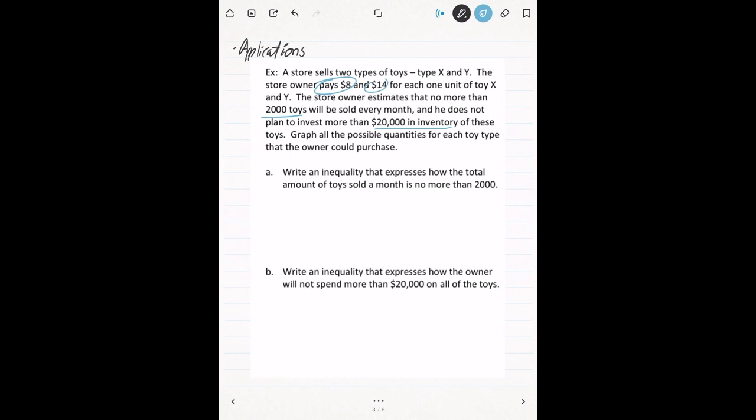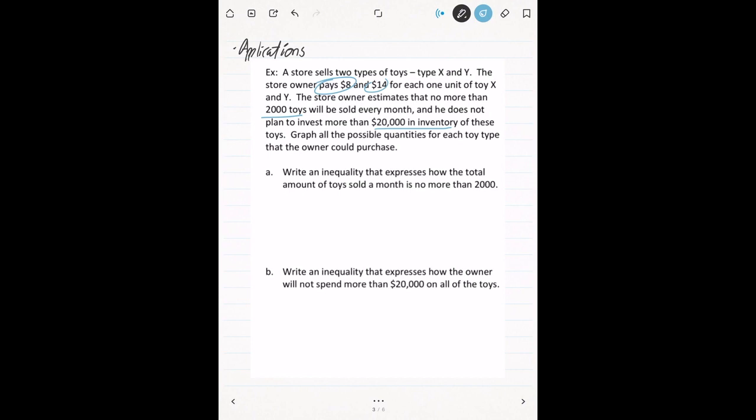we need to figure out what are the possible combinations we could have of each toy. We could have maybe just one toy of type X and one toy of type Y. And in the whole store, we only have two toys. That's a possibility. That keeps us under 2,000 and under 20,000. But we can have other combinations. Maybe we have 10 of type X and 20 of type Y. That keeps us under 2,000 total toys, and it would keep us under spending $20,000. The point is there's a lot of possible combinations.